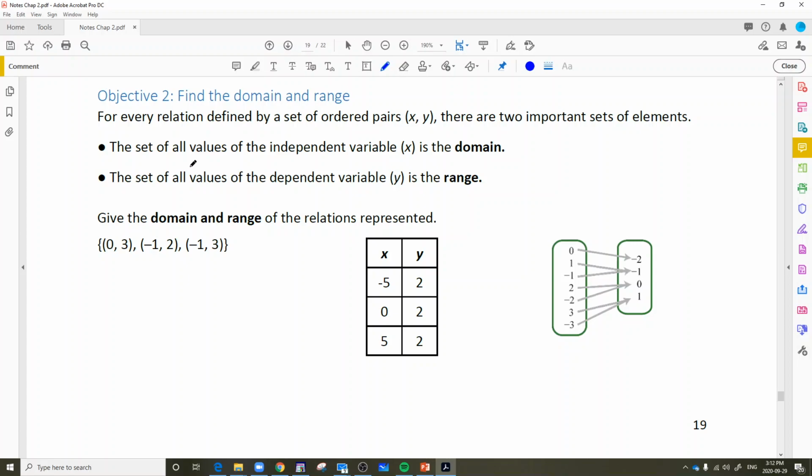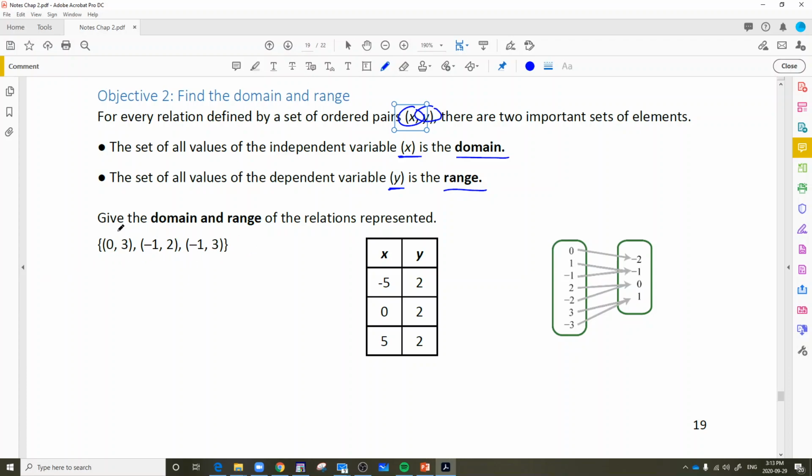This next objective continues on with describing relationships. So for every relationship defined by a set of ordered pairs, there's two important sets of elements, the x element and the y element. We call the x element the independent variable, and it's the domain. And then the y variable is your dependent, and it's the range.